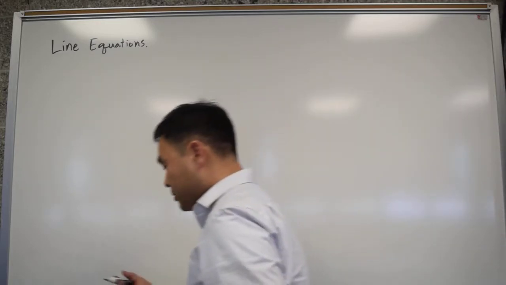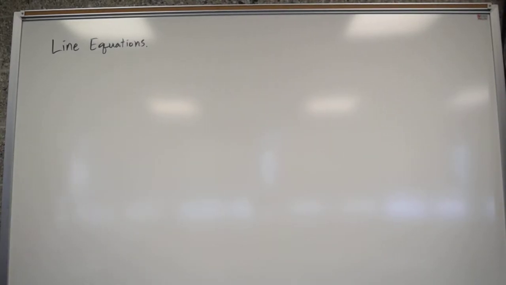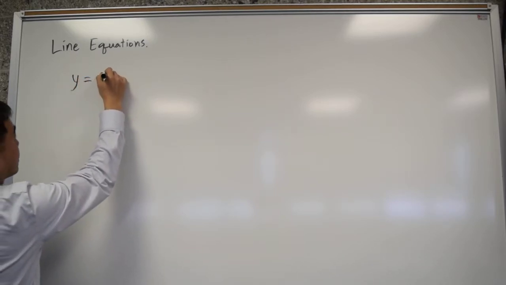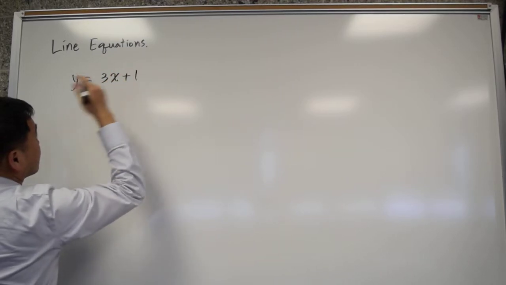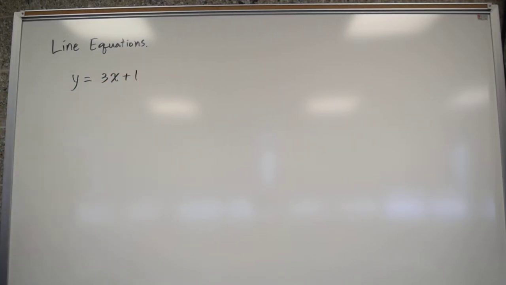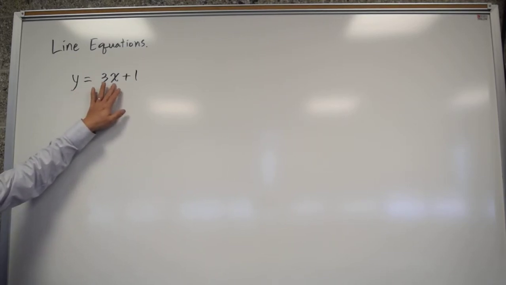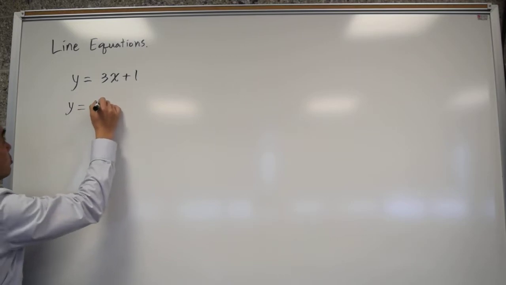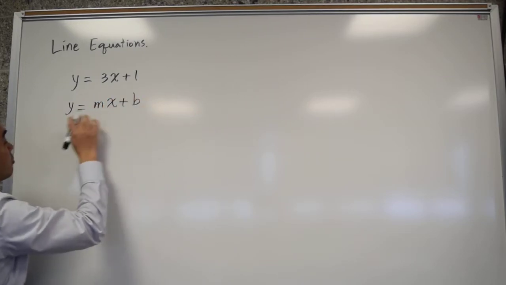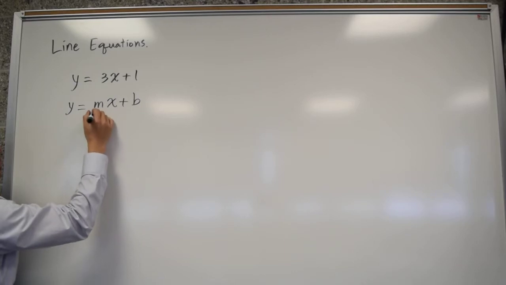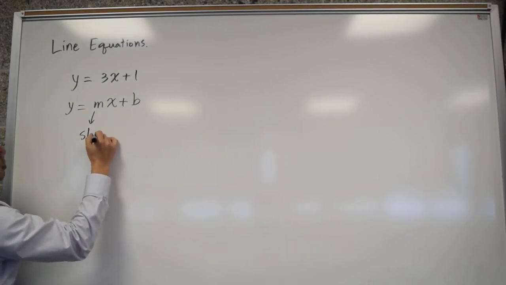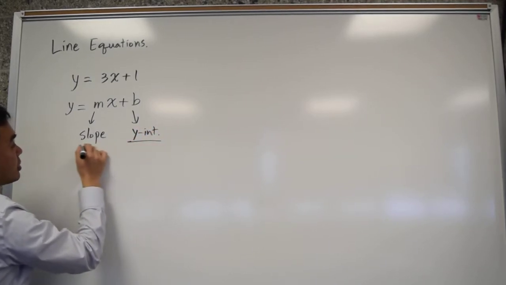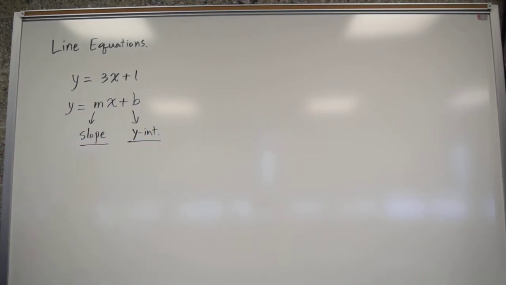Okay, class, let's learn about line equations. Line equations are graphs produced by something like y equals something times x plus a number. And in general, when you have y equals mx plus b, this m will be called the slope, and this b will be called the y-intercept. And I'll explain why these are so as we graph.